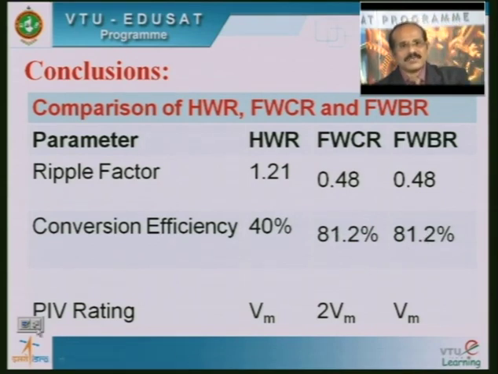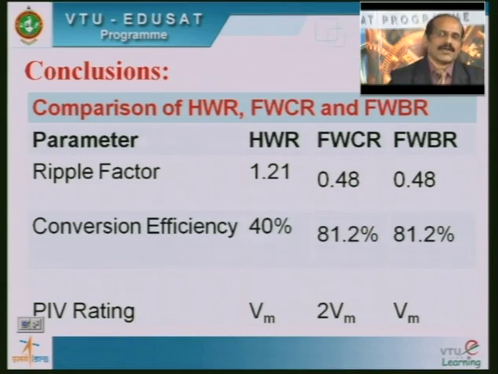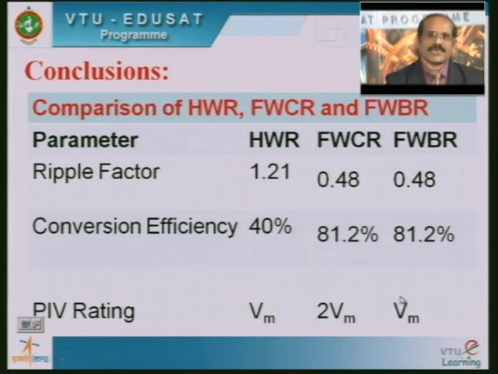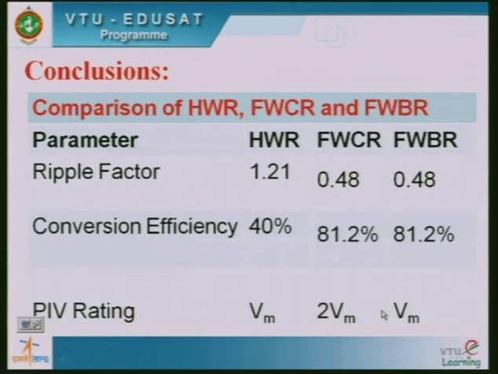And the last one is the PIV rating. PIV rating, as I defined, is the maximum negative value that can be applied across the diode without damaging it. In the case of the full wave center tap rectifier, the PIV rating of the diode is 2 Vm, whereas in the half wave rectifier it is Vm, and the PIV rating of the diodes of the bridge rectifier is Vm. So what is the conclusion?